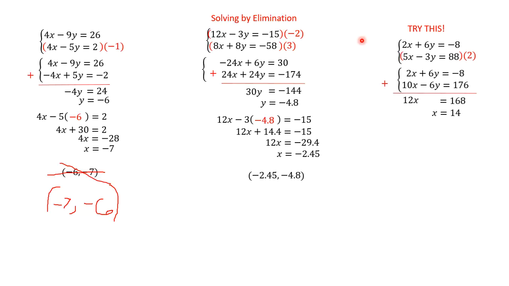Plug that into one of the equations. Say the top one, those numbers are smaller. 2 times 14, which is 28, plus 6y equals -8. Subtract the 28, 6y equals -36, so y equals -6. Put it into an ordered pair, and we're good to go.